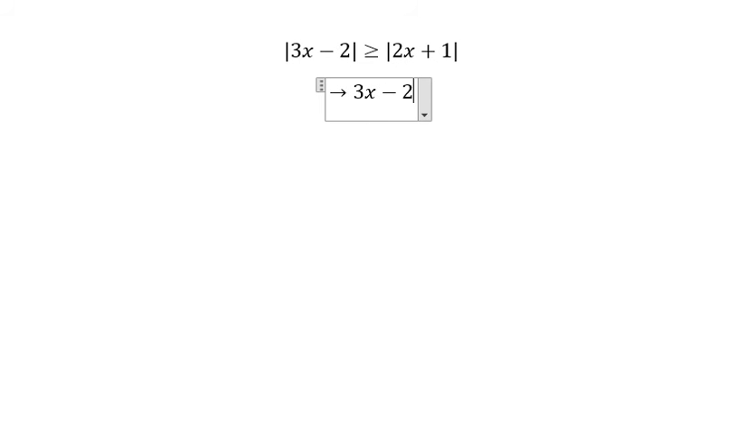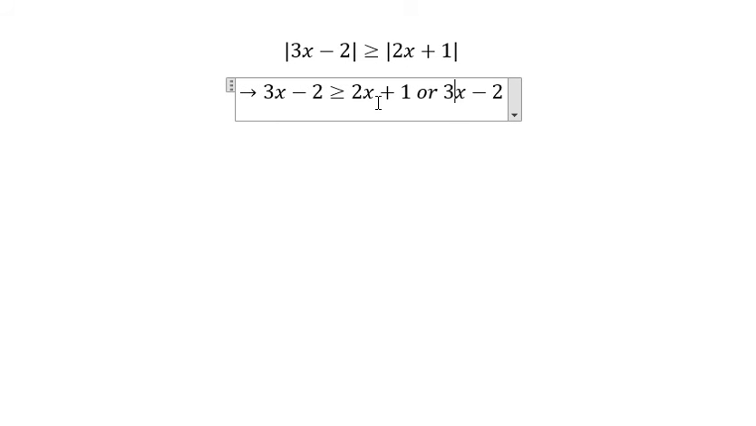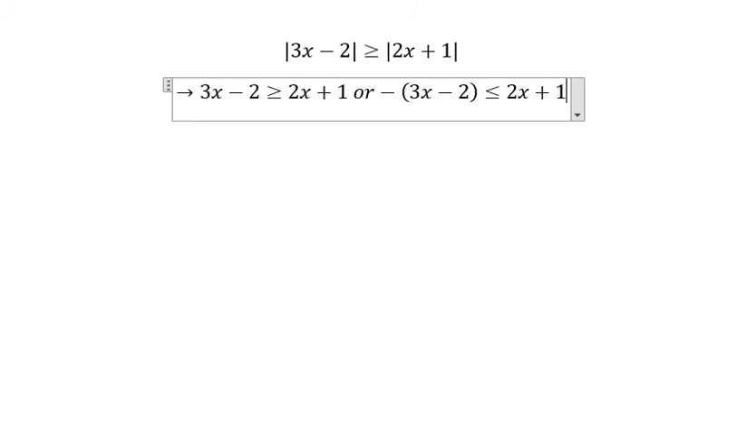3x minus 2 is greater than or equal to 2x plus 1, or 3x minus 2, but we have a negative in here, smaller than or equal to 2x plus 1.